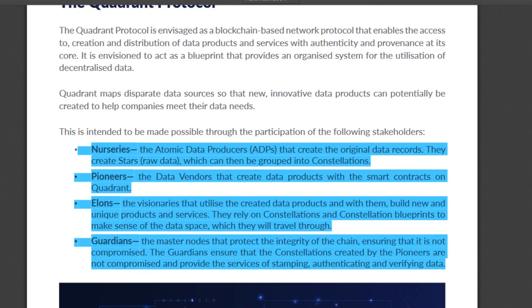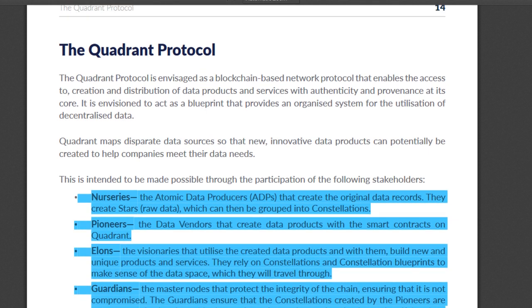So now we get into how this stuff actually works here on page 14. This is a blockchain-based network protocol that enables the access, creation, and distribution of data products and services with authenticity and provenance. That part's important. At its core, it's envisioned to act as a blueprint that provides an organized system for the utilization of decentralized data. Quadrant maps disparate data sources so that new and innovative data products can potentially be created, that's the Elons, to help companies meet their data needs.